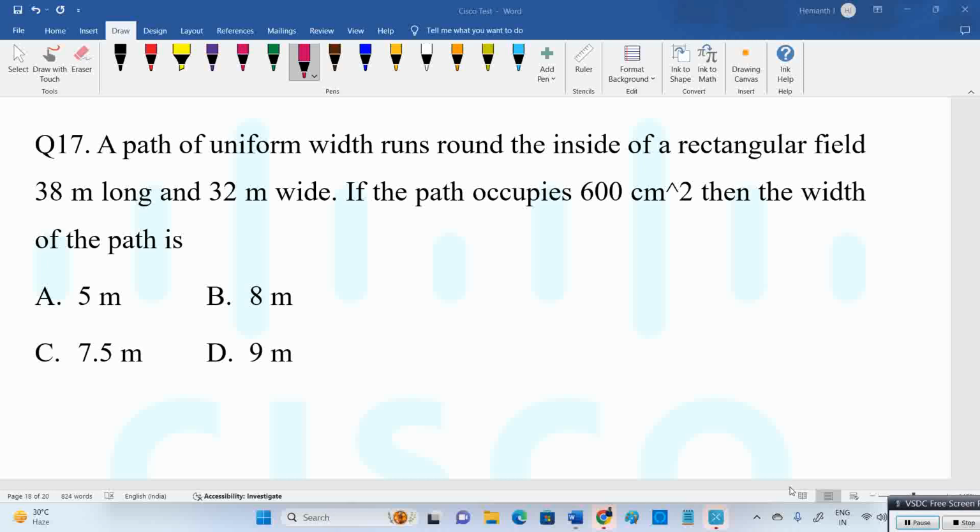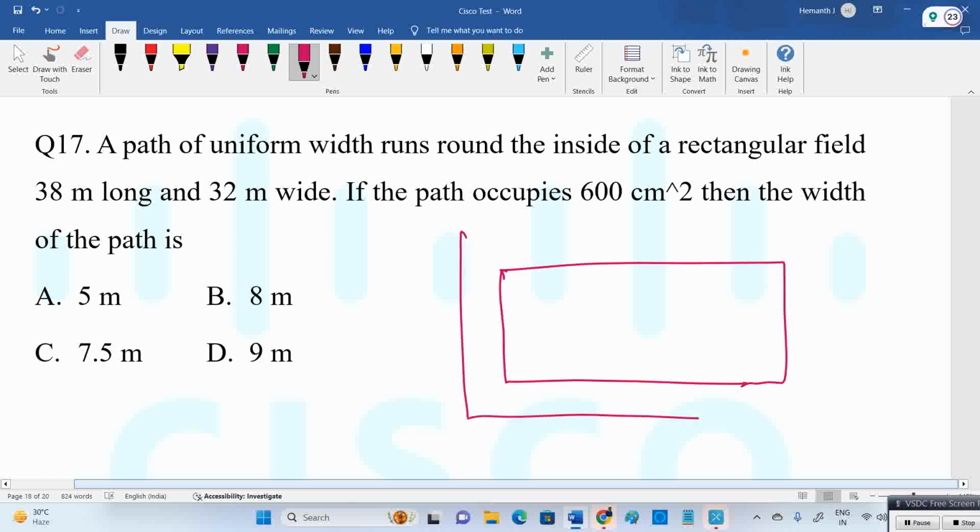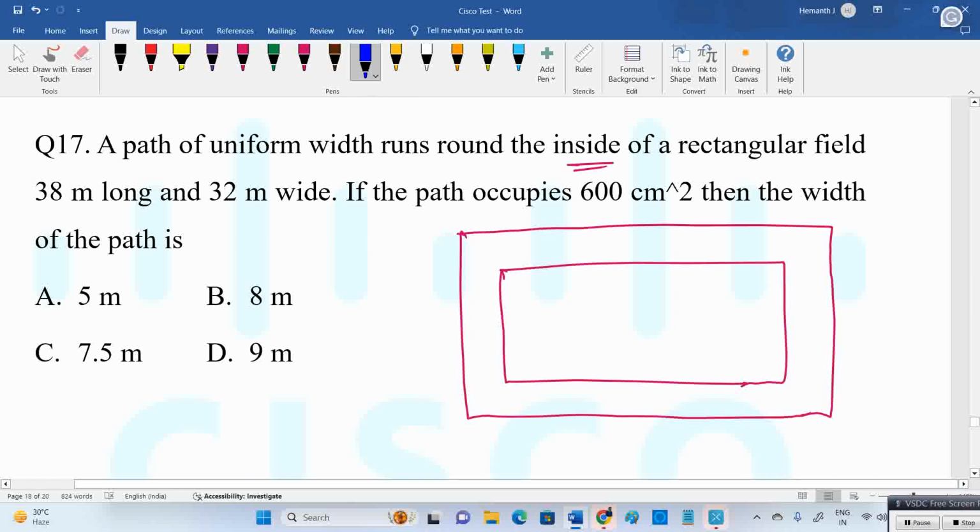So this 38-meter length is inside, along with that path. You have to draw the diagram carefully. This is a rectangular shape, and we have a path. This is the entire path around it. This word is very important: the path of uniform width is inside. So this is 38 meters including that path. This is the path. You have to calculate the width of this path. And the breadth of this is 32 meters.